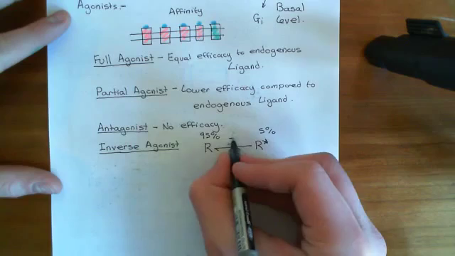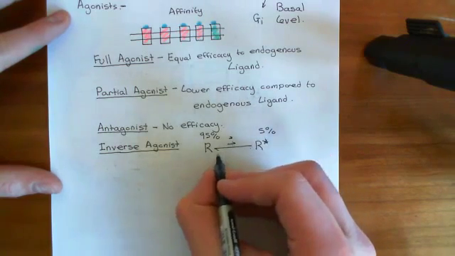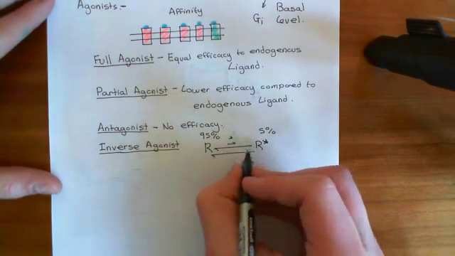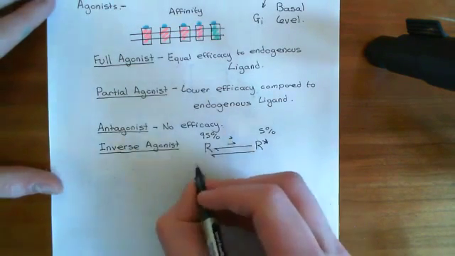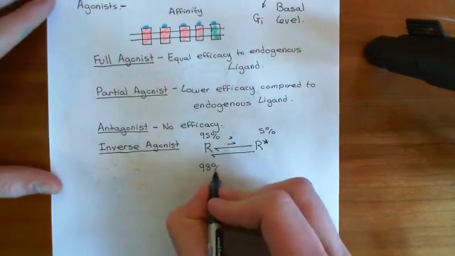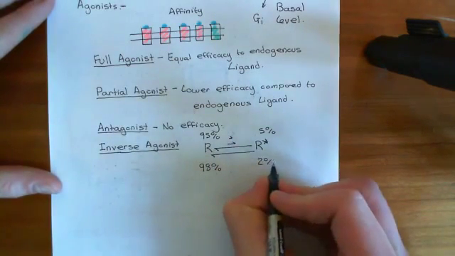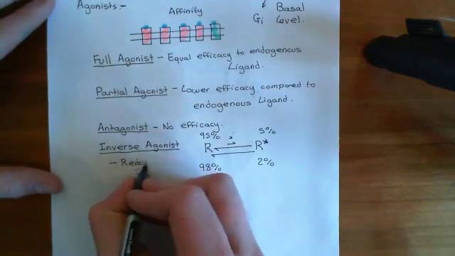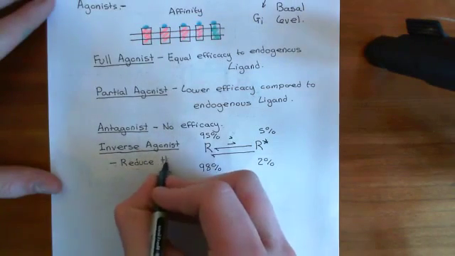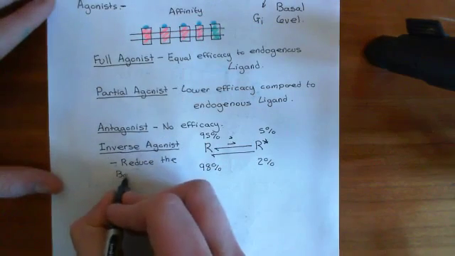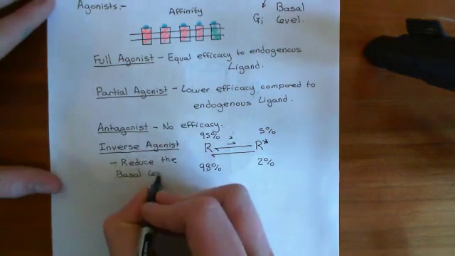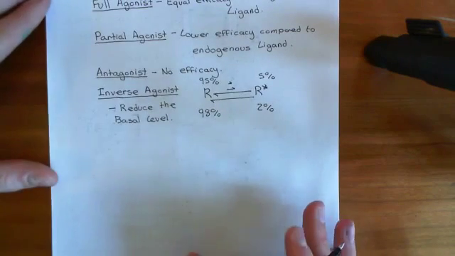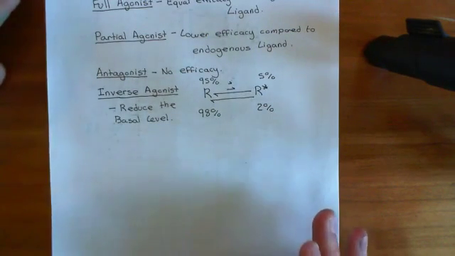Basically, if you put an inverse agonist, it will either reduce the forward rate or increase the backward one, or both potentially. The point is that it will tip the equilibrium towards this one, so it might go to something like 98% of them in this state, and 2% of them in this state. So actually, inverse agonists reduce the basal level of activation of the downstream pathway. So that's the difference between a full agonist, a partial agonist, an antagonist, and an inverse agonist.